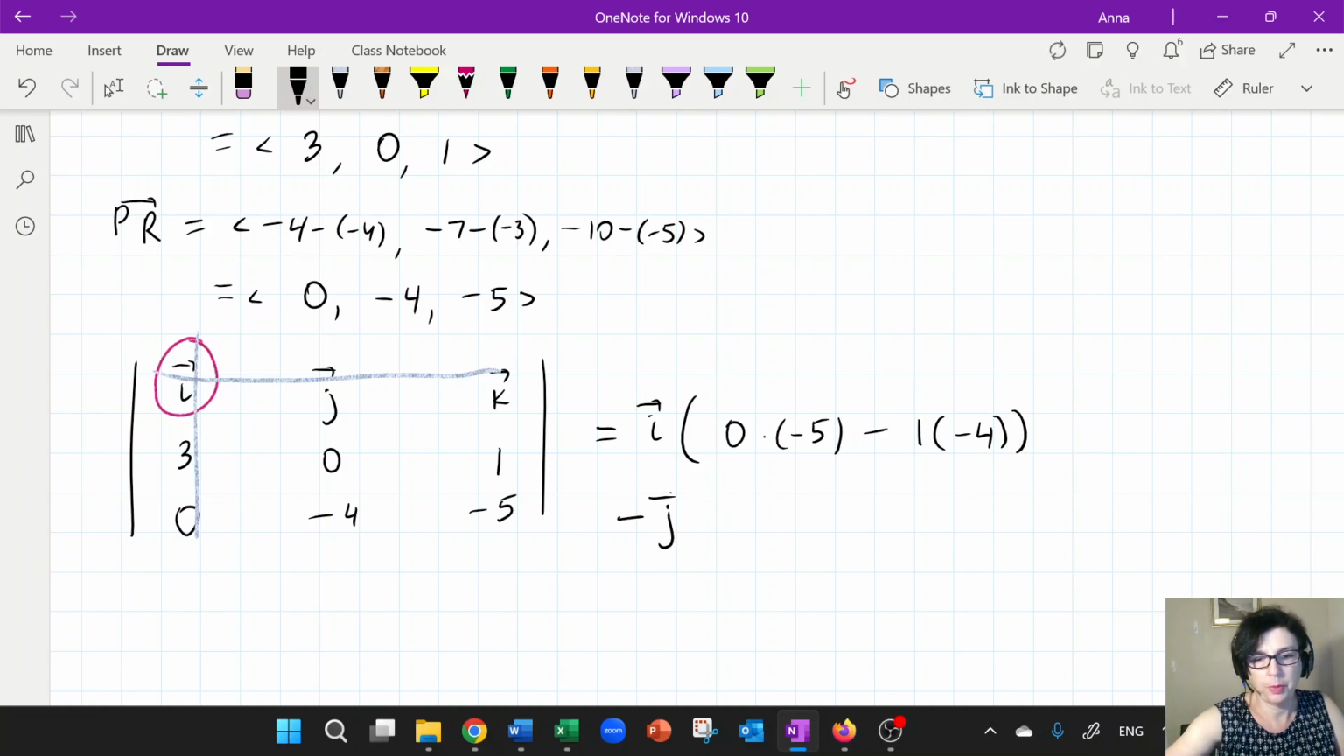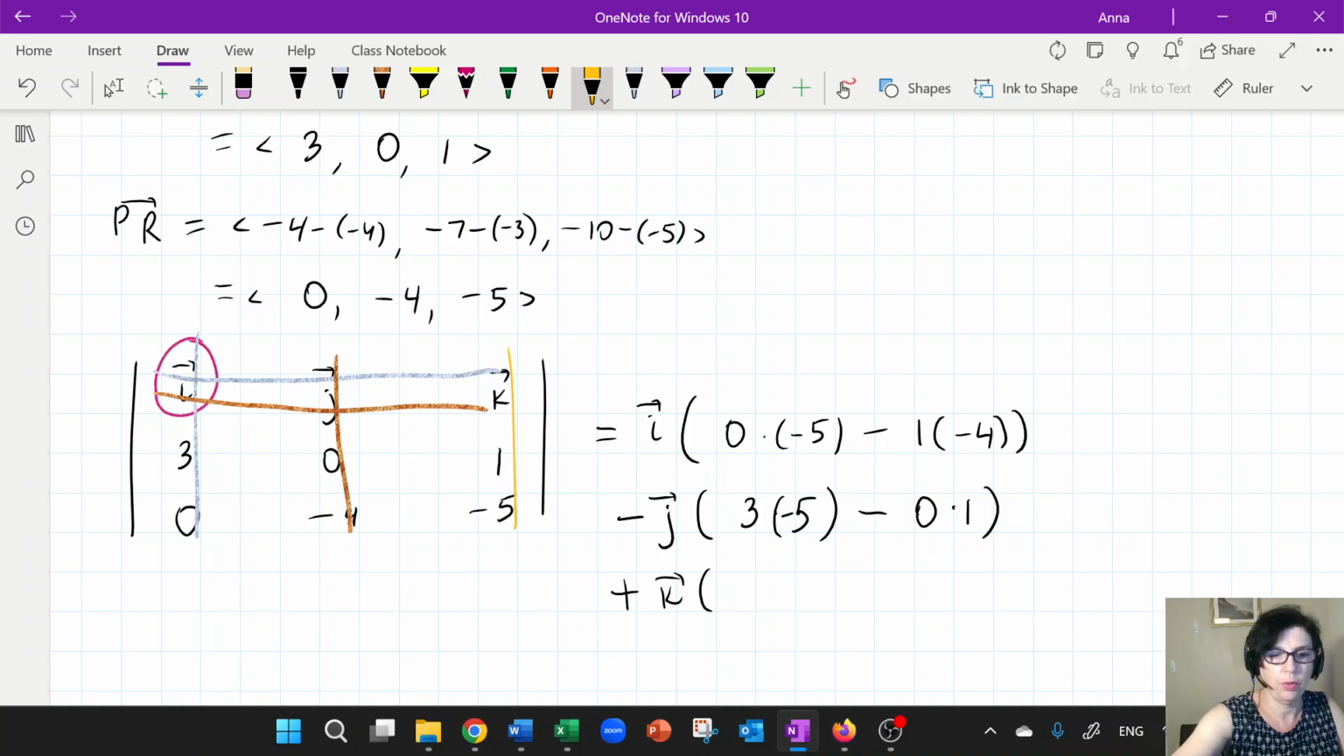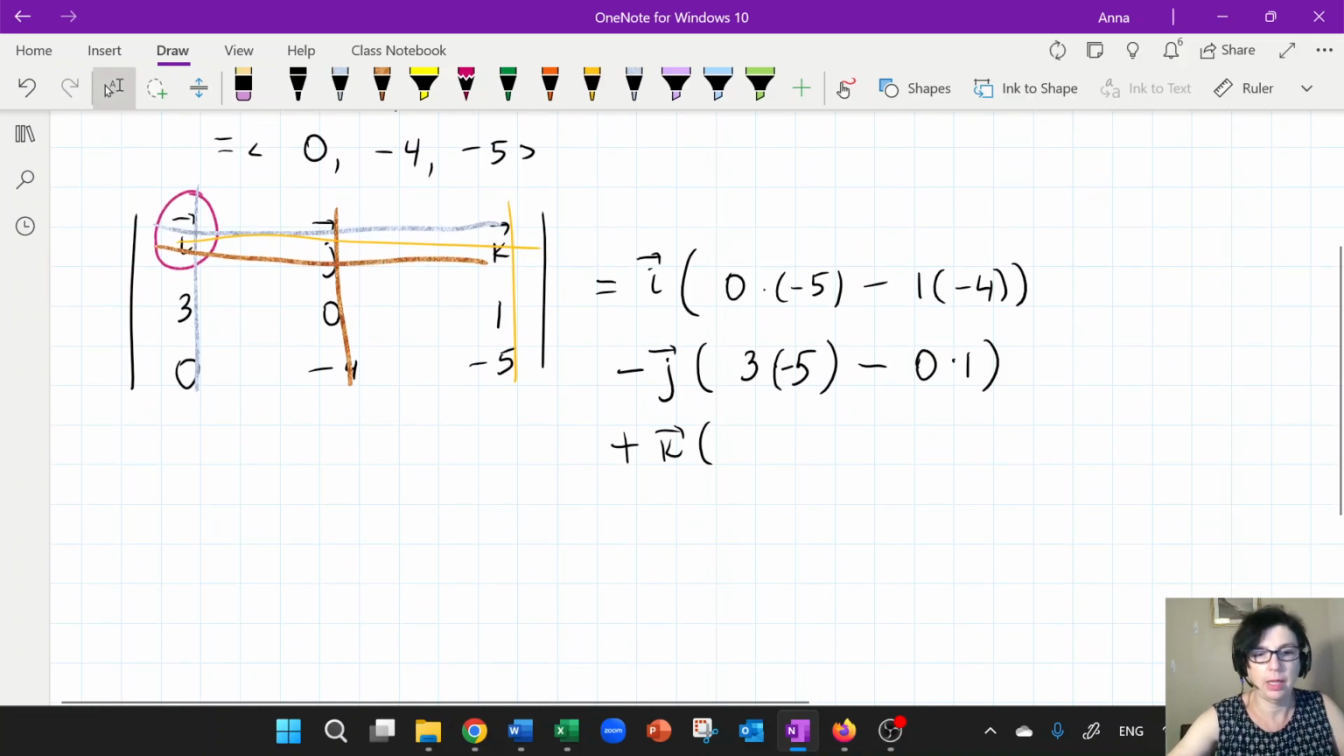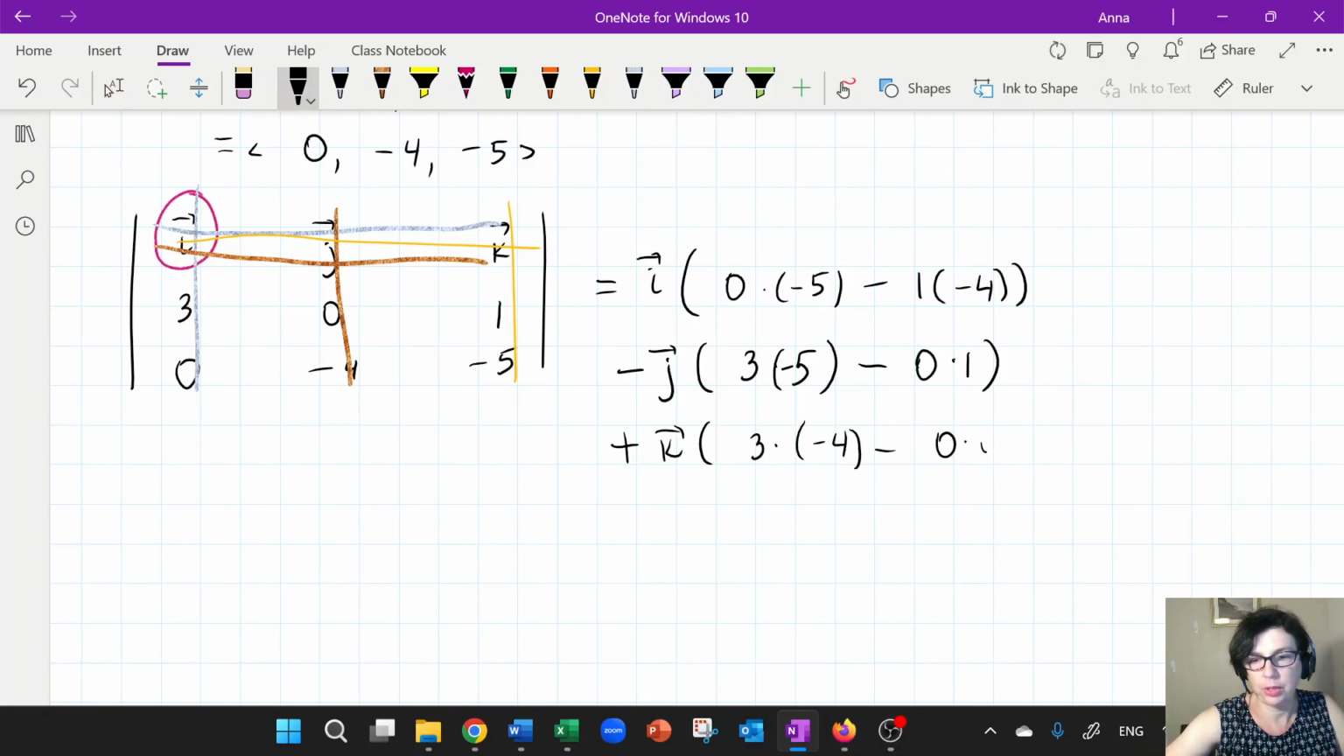And then the j component comes with the negative, and you want to cross out the row and the column where j is. It will become 3 times -5, subtract 0 times 1. Finally, the k component is obtained by crossing out the row and the column where k is, and it is taken with a plus. It'll become 3 times -4, subtract 0 times 0. Now, in summary, this looks like the first component is a 4. The last component is 15 because this is a negative and there is another negative here. Then this one is -12.